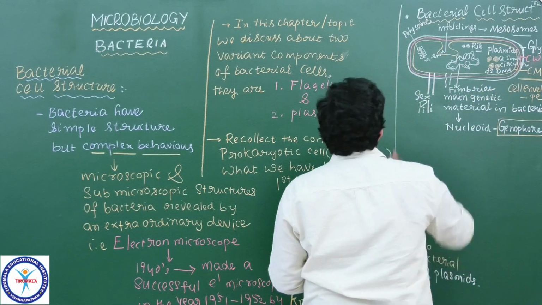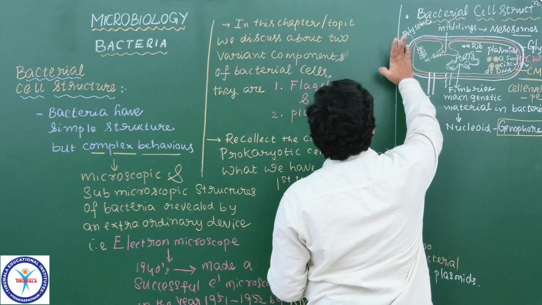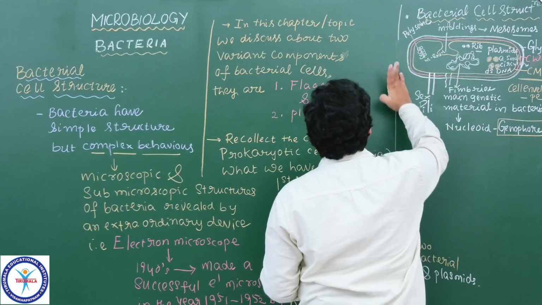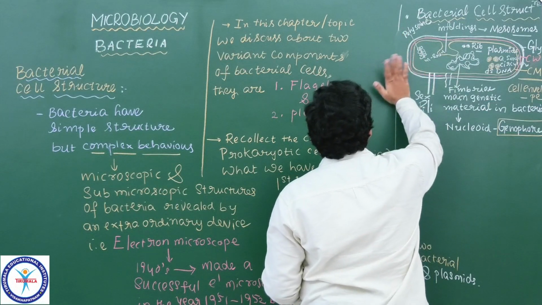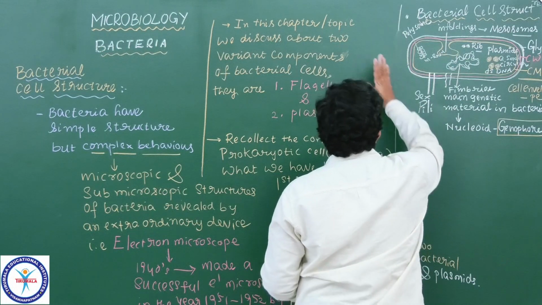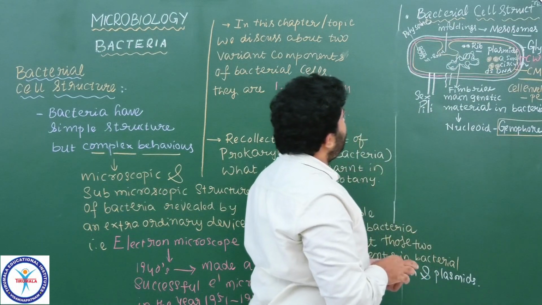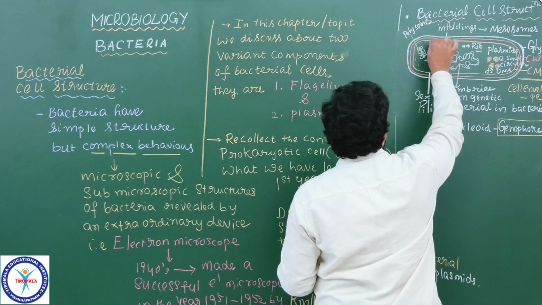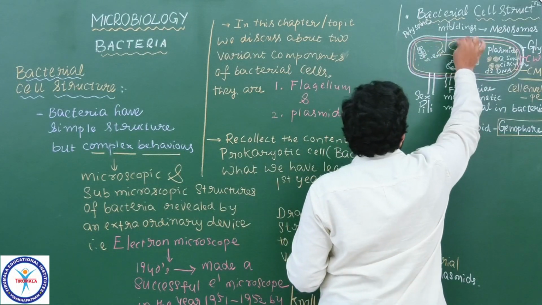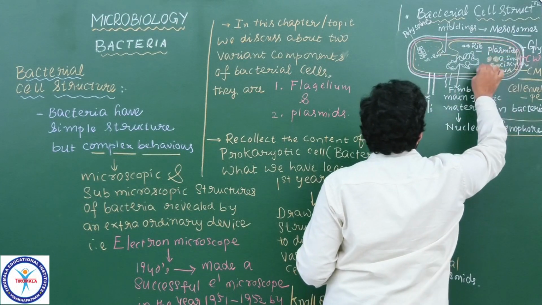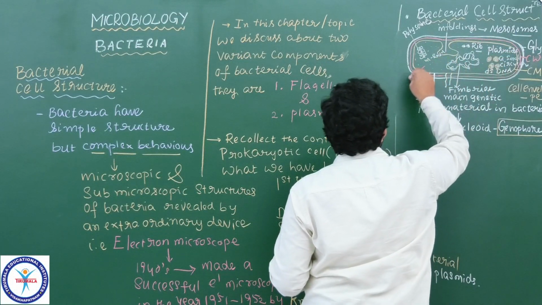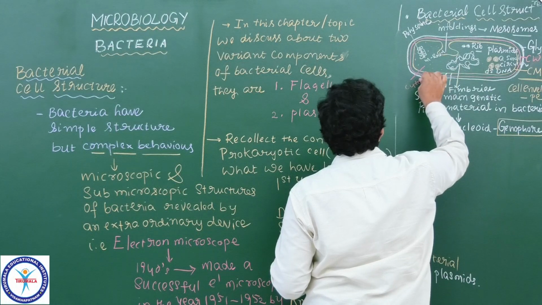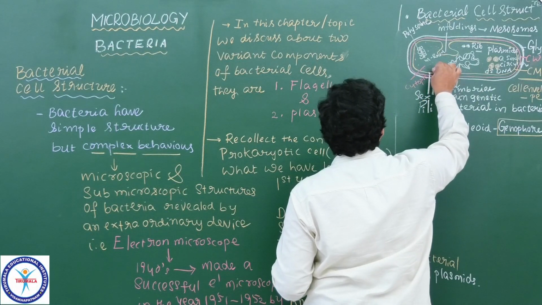Now we focus our concentration on another variant component seen in some bacterial organisms, not commonly seen in all organisms. Of course, there is the semi-liquid material which we see here. It is called cytoplasm, cell plasm or cytoplasm.